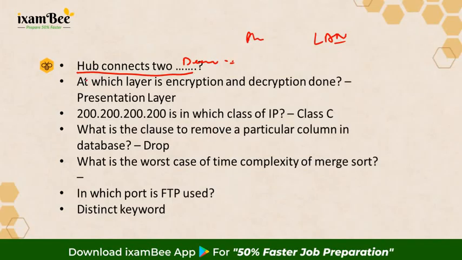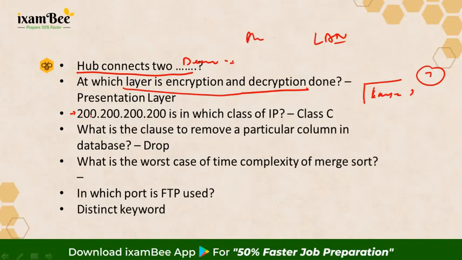Now the next question: at which layer is encryption and decryption done? So the answer is the presentation layer. The presentation layer is the 6th layer of the OSI model. There are 7 layers present in the OSI model, and the presentation layer is basically responsible for data translation, encryption, decryption and compression. So whenever a secure transmission is needed, the encryption happens at this layer, and before the data reaches the session layer or the transport layer, the data is decrypted there.